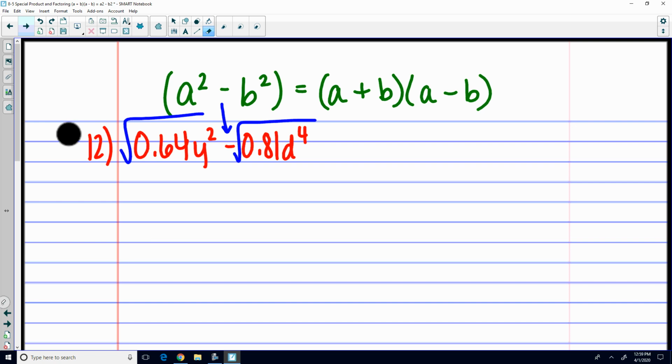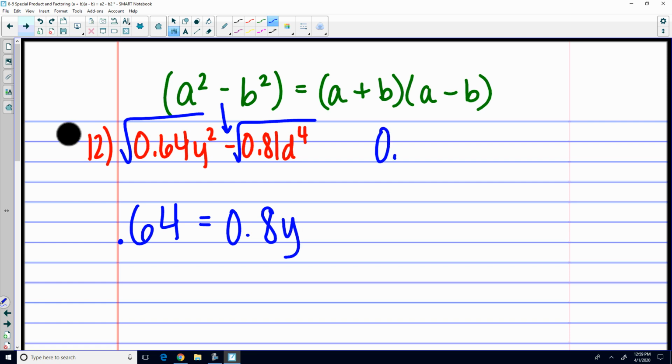Let's do the square root of 64, which would be 8, but it's 0.64, and so the answer of that is actually 0.8. And then I've got a y squared on there, which would be y. So in my A position, I have 0.8y and 0.8y. And then in my B position, I've got 81, but it's 0.81. So if I had 81, it would have been 9. But since it's 0.81, it is 0.9.